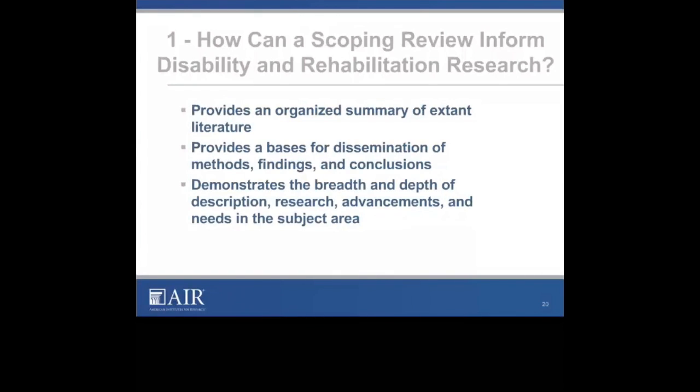It also gives us a basis for dissemination of methods, findings, conclusions, a way of looking at the broad base of the literature and making some decisions, if you please, about what we do or don't know, which leads to identifying gaps in the research or areas of need and so forth. Certainly in the review literature, there are examples where reviews have resulted in grant applications, grant funding, dissertations produced, etc., that would add to the knowledge base.